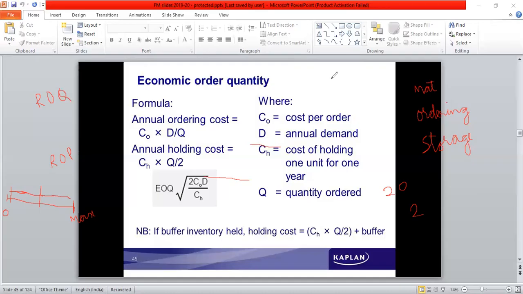But if they are placing a bigger quantity, let's say they are purchasing in lots of 10,000 units, how many times will they purchase? Two times. So ordering cost will be less, but to store these 10,000 units of material, the storage cost will increase. When the storage cost increases, the ordering cost decreases. When the ordering cost increases, storage cost decreases. So a balance between these two types of cost should be there.